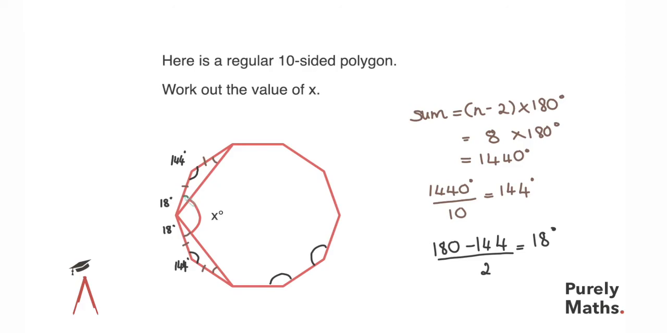Remember, these 3 angles make an interior angle, which is 144. So I would need to subtract this 18 degree angle and this 18 degree angle from 144 to leave me with x. So I need to do 144, subtract 2 lots of 18, which is 36, and that leaves me with 108 degrees. So that means that x is 108 degrees.